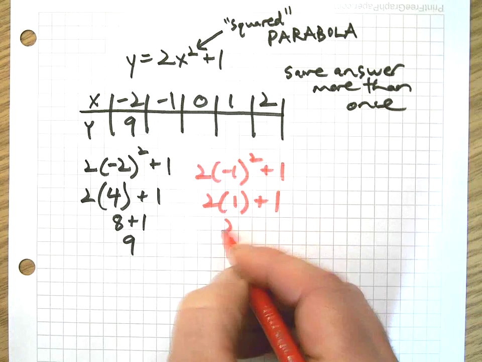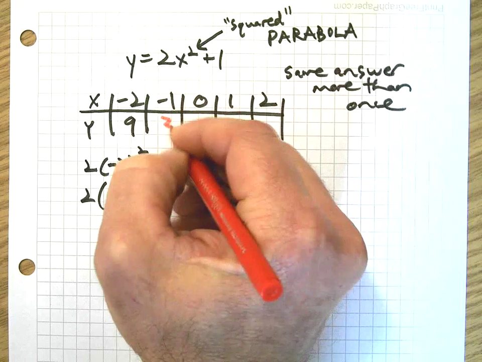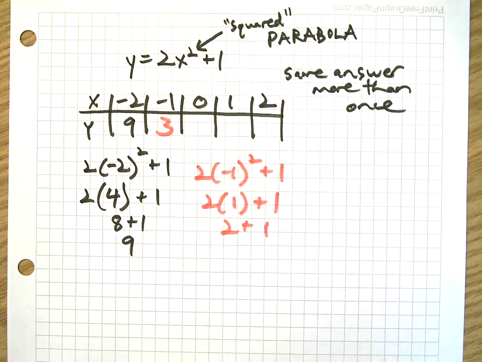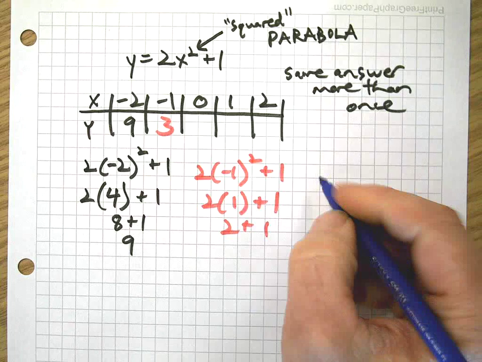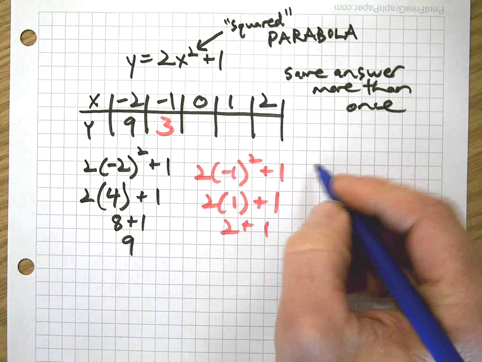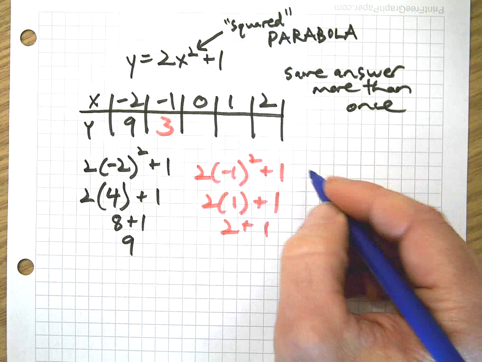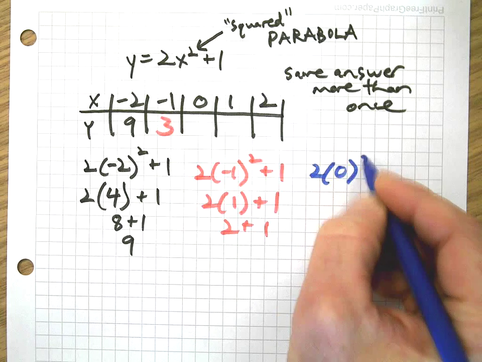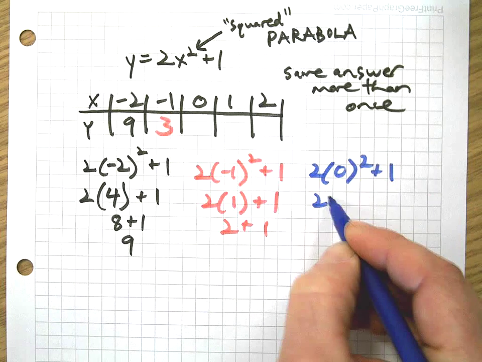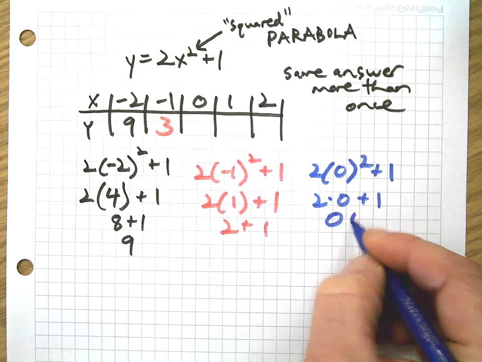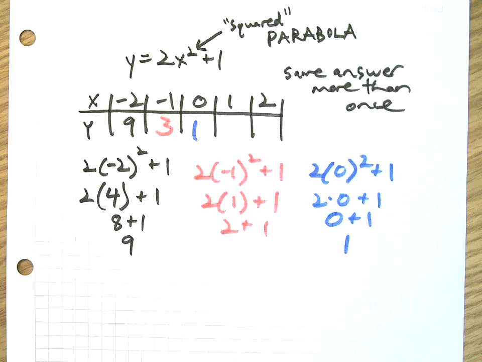Okay, 2 times 1 is 2, plus 1 makes 3. Color-coded red, that goes with that because I substituted the -1. Now we're going to do the easy. We're going to take the 0. A square with side lengths of 0 means we really don't have anything there, right? So 2 times 0 is also 0. 2 of those squares. And we get a 1.